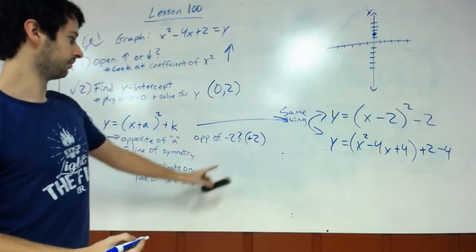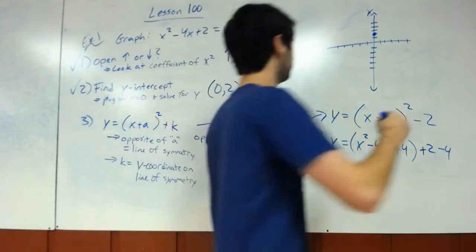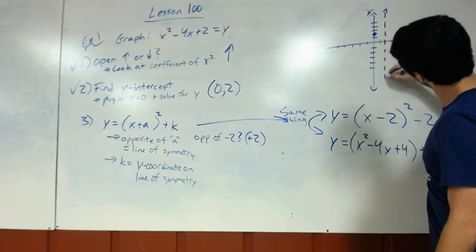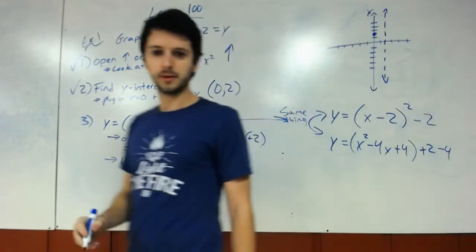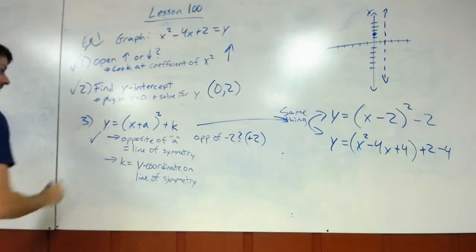So that's my line of symmetry. Now, my line of symmetry is going to go up and down. So if my line of symmetry is 2, it looks something like that. So there's my line of symmetry. So we got this step complete.